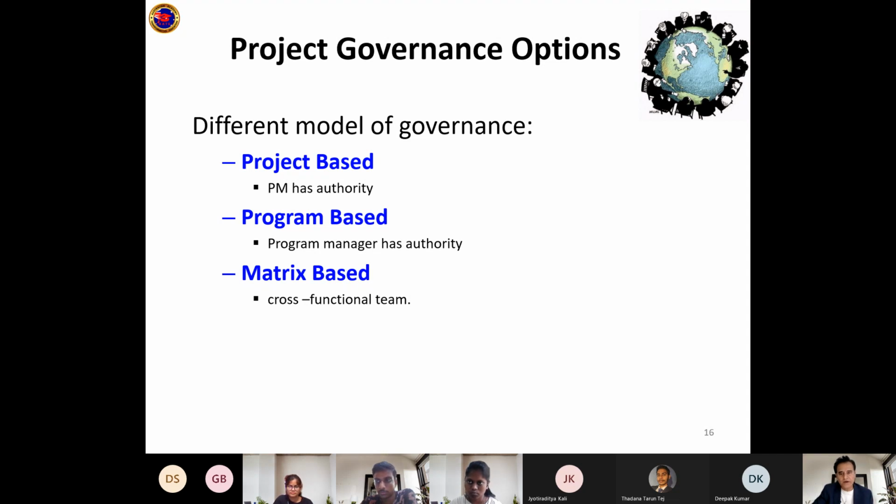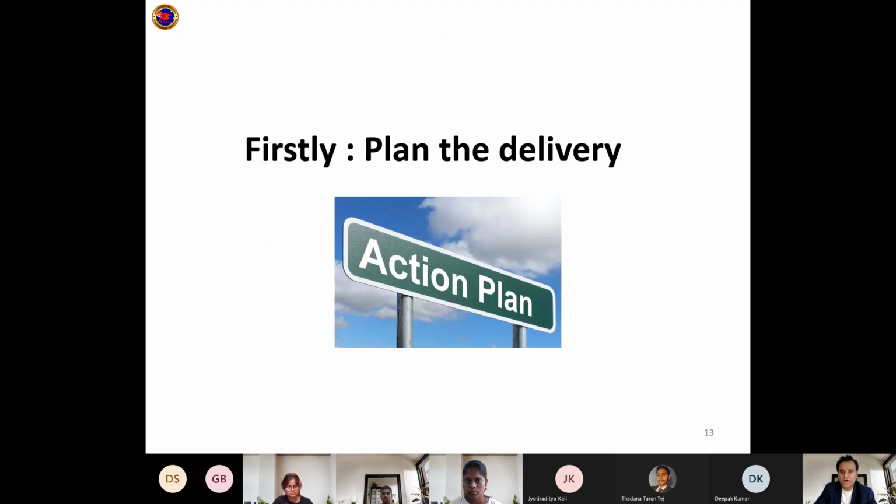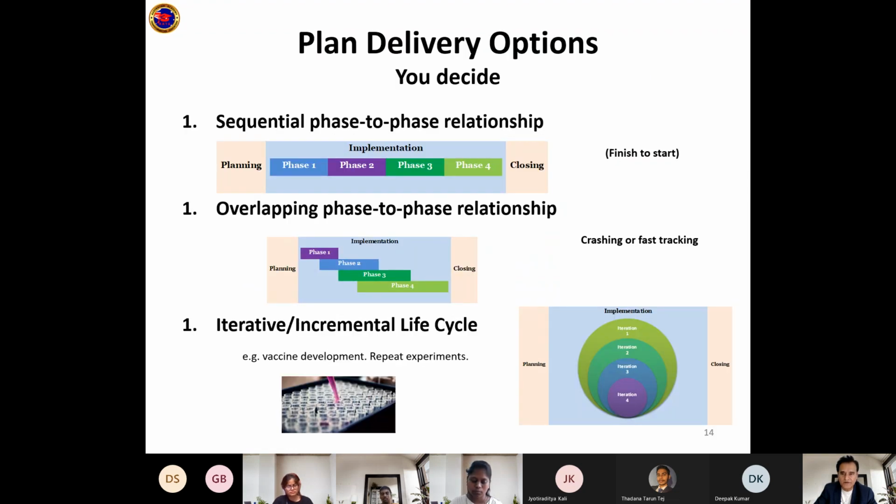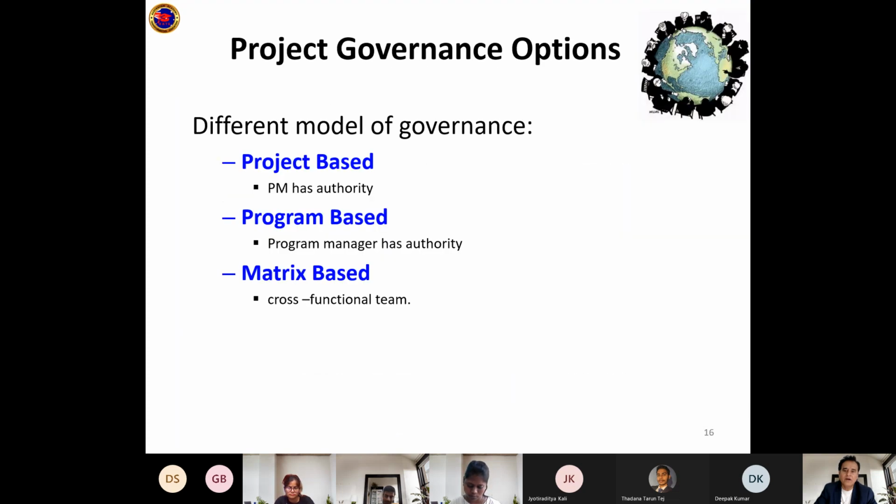So Jyoti will also be right because Jyoti has a control need. Your need was a specialization need. You want specialized people to be brought in, and therefore you will also be right. But what I'm trying to teach you here is that you will choose the governance model based on your logic. So now we have learned, and I will recap quickly: first you will plan the delivery. In the plan, you will decide sequence, overlapping or iterative, and then you will plan the governance model, either project, program, or matrix based. Clear?